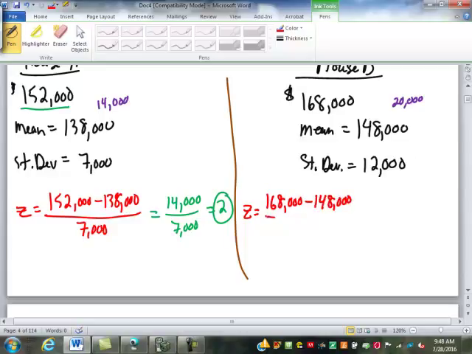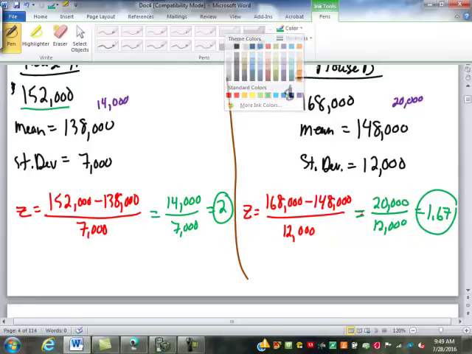Perfect. 168 minus 148 divided by 12. What's 168 minus 148? 20,000. Positive or negative? Positive. Divided by the 12,000, which is 1.67.